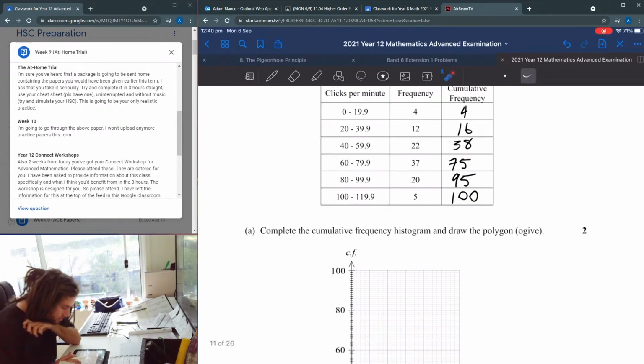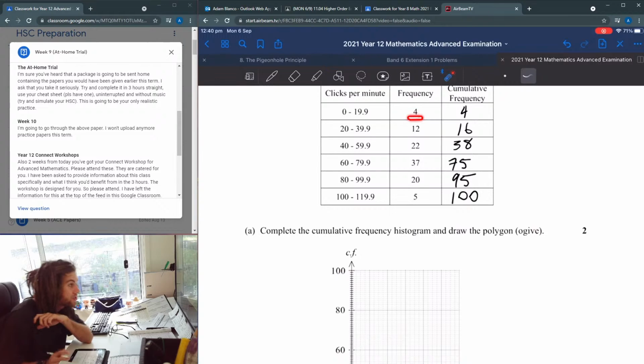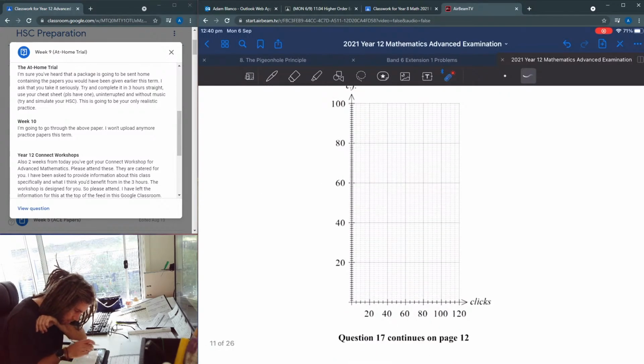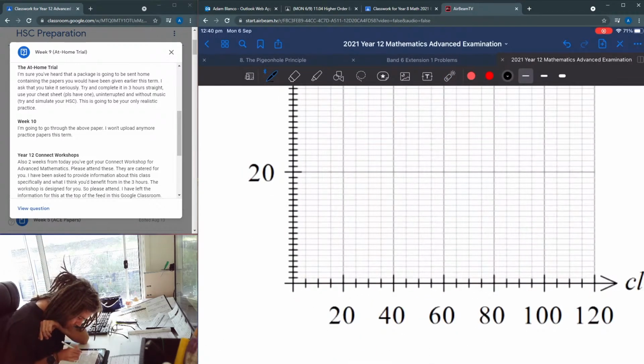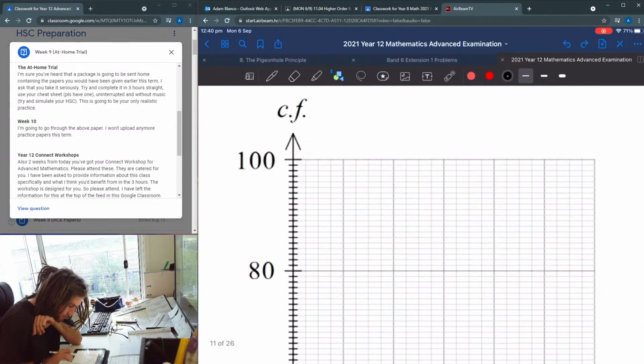Okay, so 0 to 19 clicks, the frequency was 4, so 1, 2, 3, 4, that's pretty blurry. 1, 2, 3, so that. I'll call that in later. What was it on?